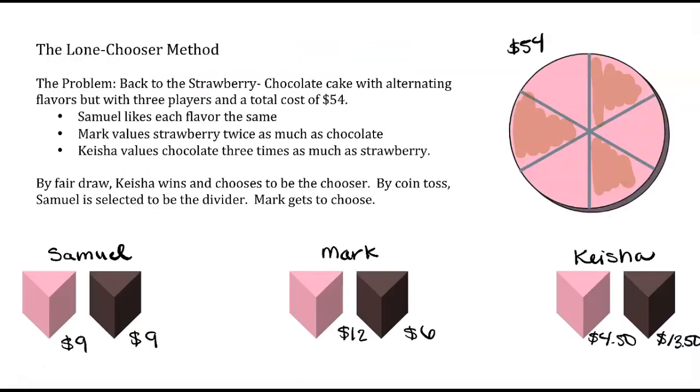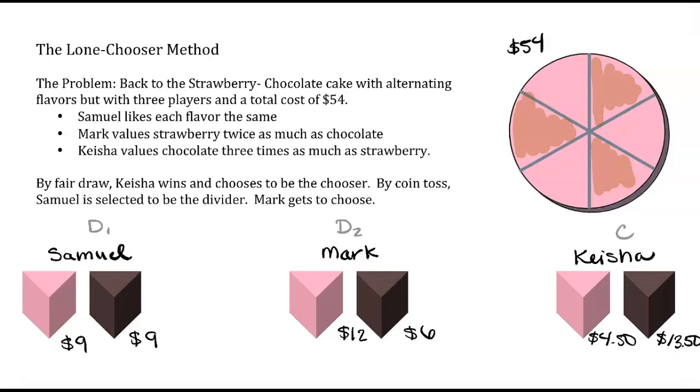Now that we know everybody's value system, let's talk through the process. By a fair draw, Keisha wins and chooses to be the chooser. The way that the lone chooser method works is that the chooser gets to stand off to the side while the 2 dividers do all the work. So in this situation, Samuel and Mark are chosen to be the dividers. We could label them divider 1 and divider 2, while Keisha is the designated chooser.